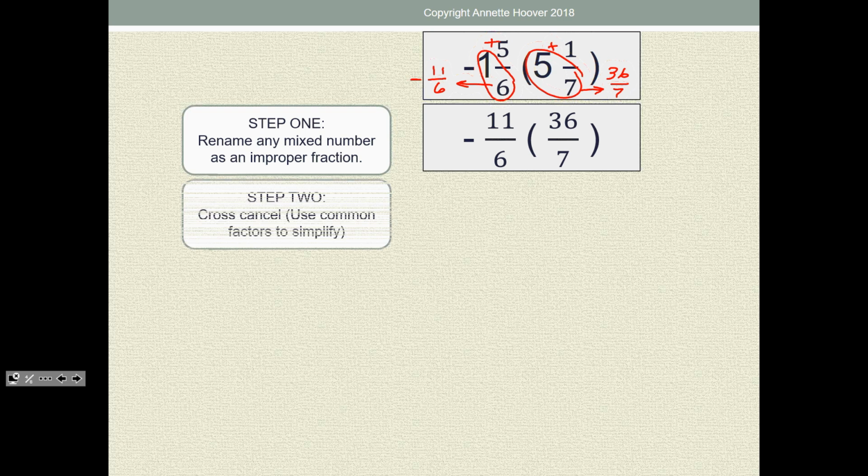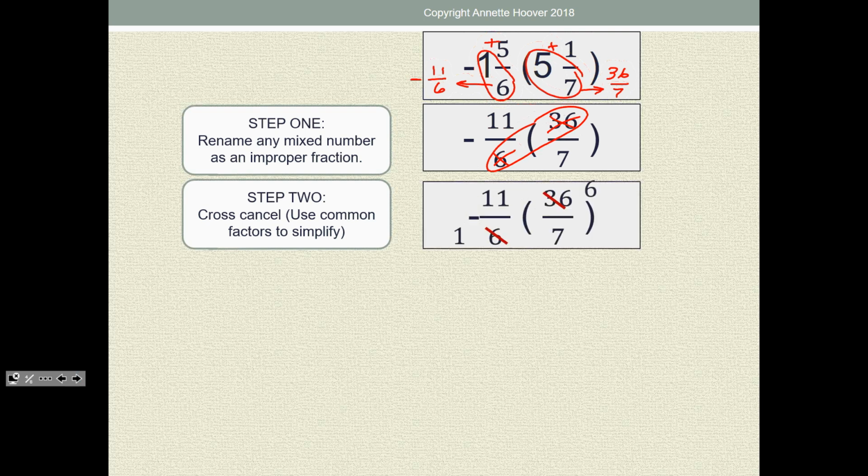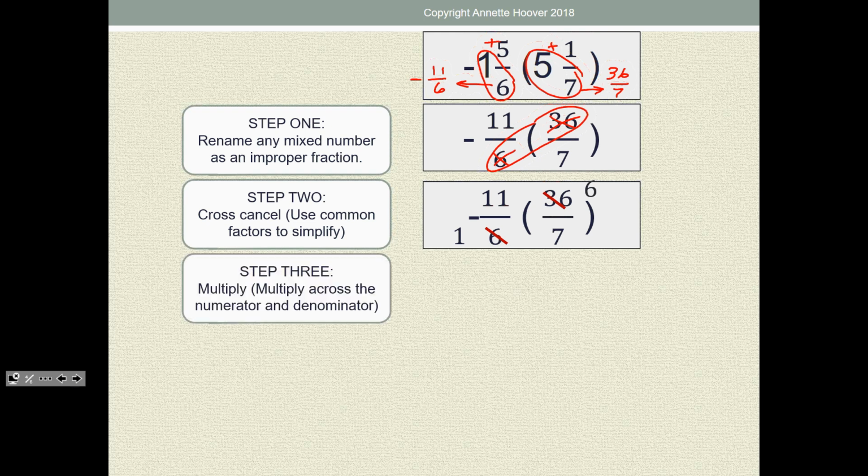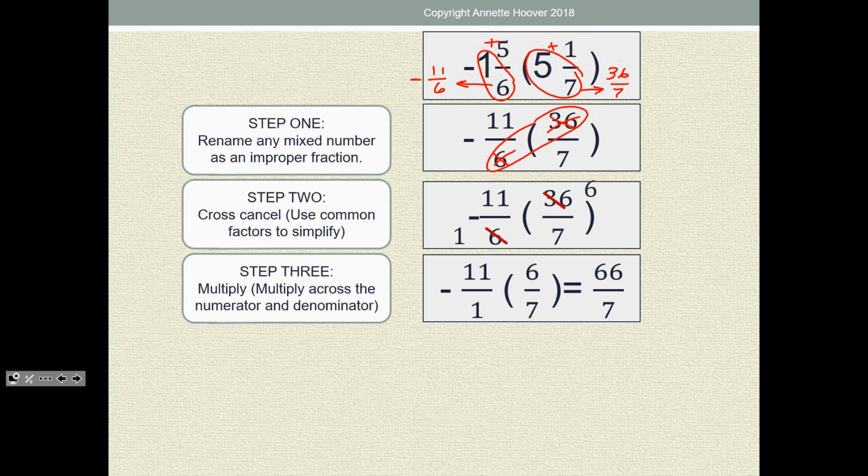Now we're going to look for anything that we can cross-cancel. Both 6 and 36 are divisible by 6. So when we divide both of those numbers by 6, 6 divided by 6 is 1, and 36 divided by 6 is 6. So now we're going to multiply across. We have a negative 11 first times 6 sevenths. 11 times 6 is 66. 1 times 7 is 7.